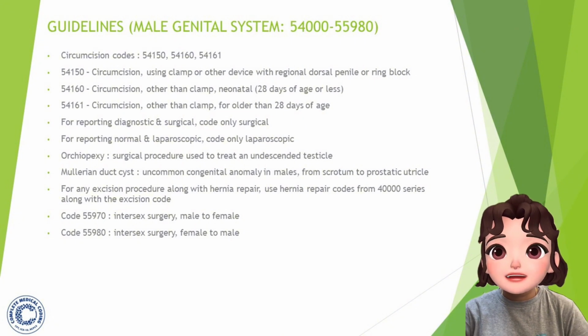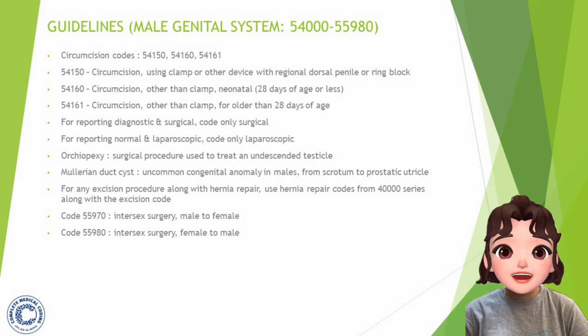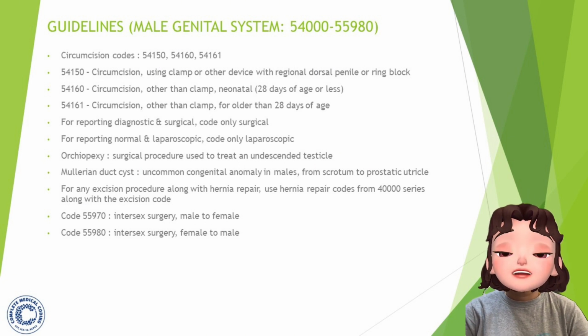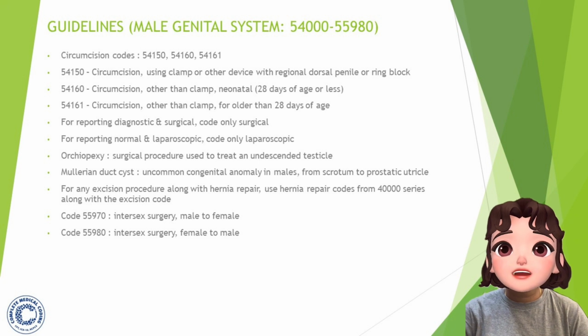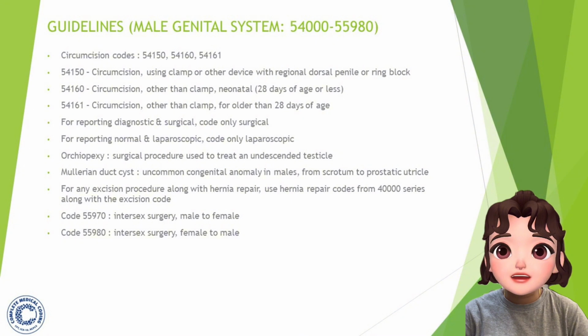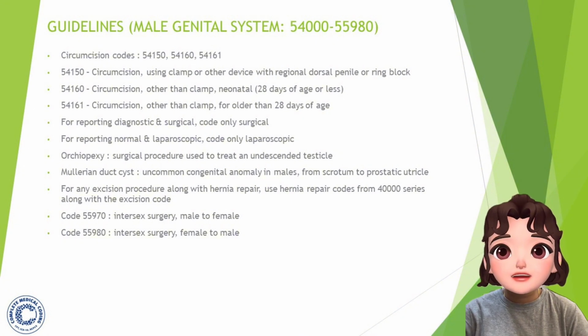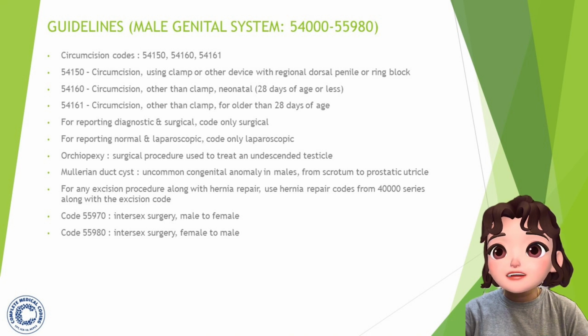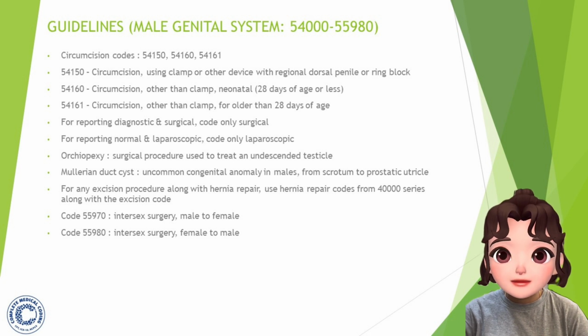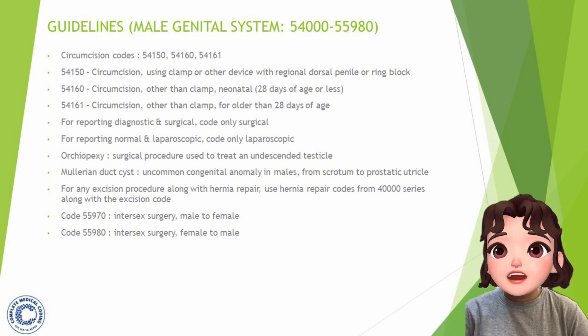Let's move on to male genital system guidelines. The code range is from 54000 to 55980. In the male genital system, the main important guideline to be remembered is circumcision codes. There are three circumcision codes: 54150, 54160 and 54161. 54150 represents circumcision using clamp or other device with regional dorsal penile or ring block. There is no age mentioned in this code.